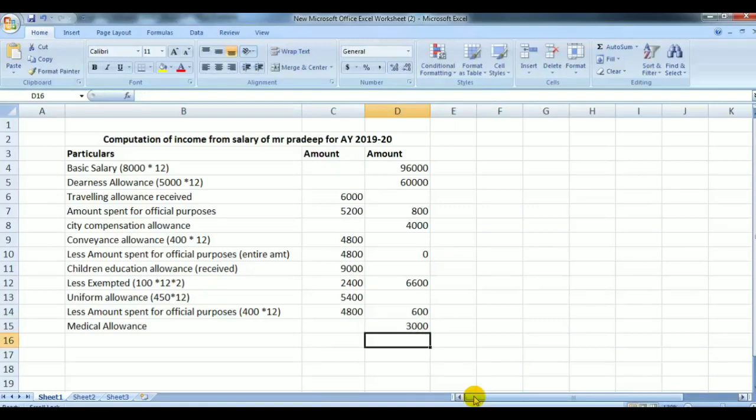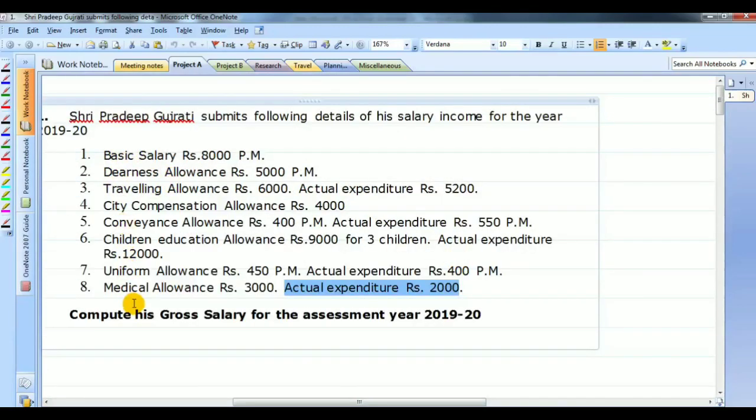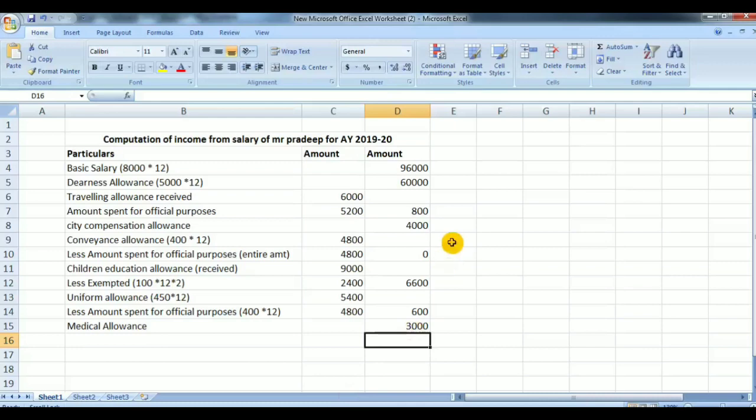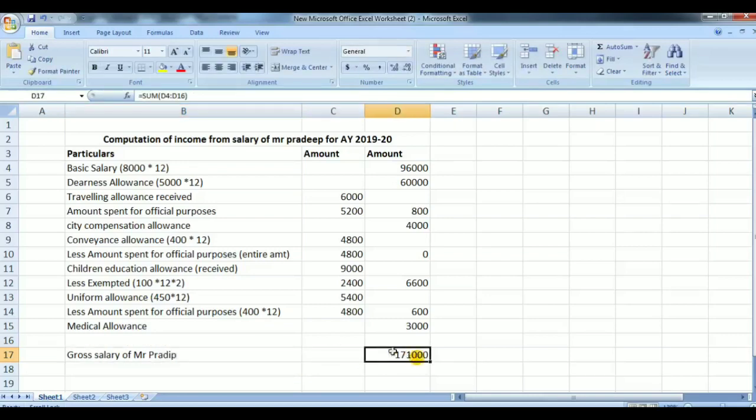In this way we have solved the entire sum. We have solved all these entries. Now just take the total of the outer column of the computation sheet. It will come to 1,71,000, and this is the gross salary of Mr. Pradeep. So this is how the computation for income from salaries is done.